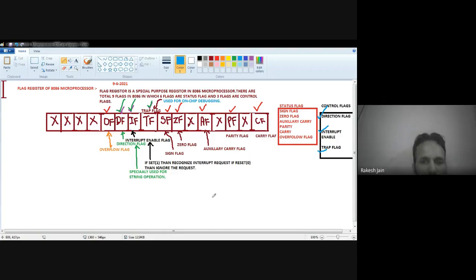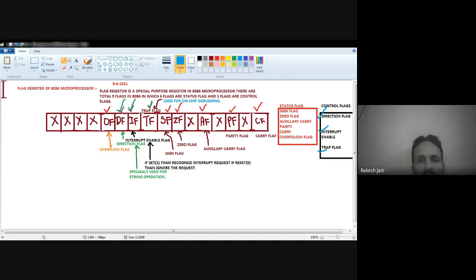Now the remaining flags are the status flags, and these flags are also present in general operations, like the sign flag. If we want to know whether an arithmetic or logic operation result is negative or positive, then we should check this sign flag bit. If negative, then it will be set. If positive, then it will be reset.